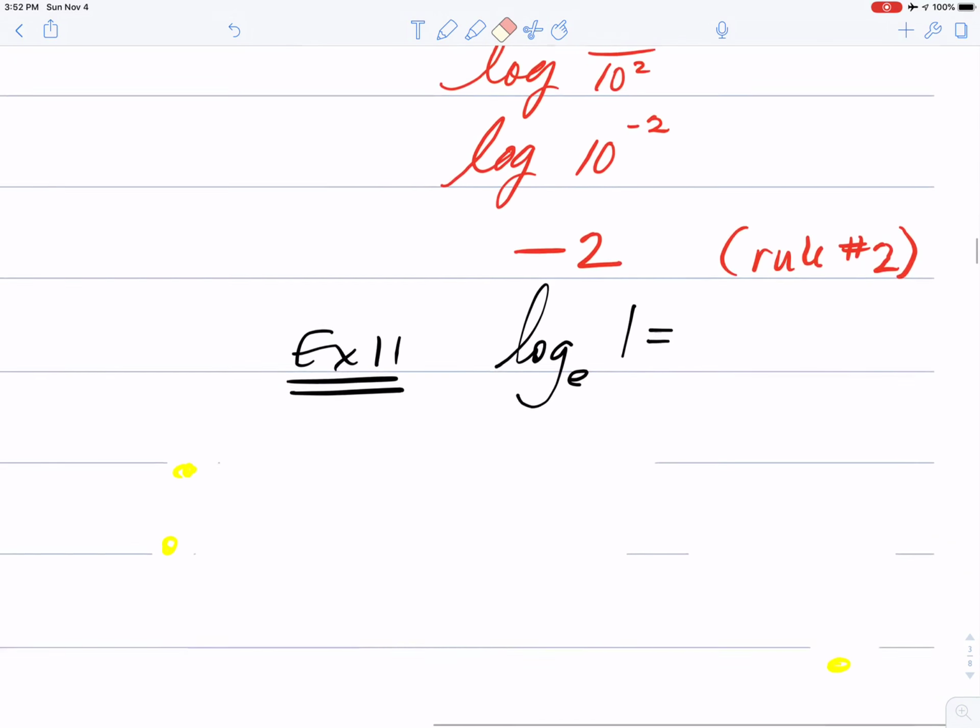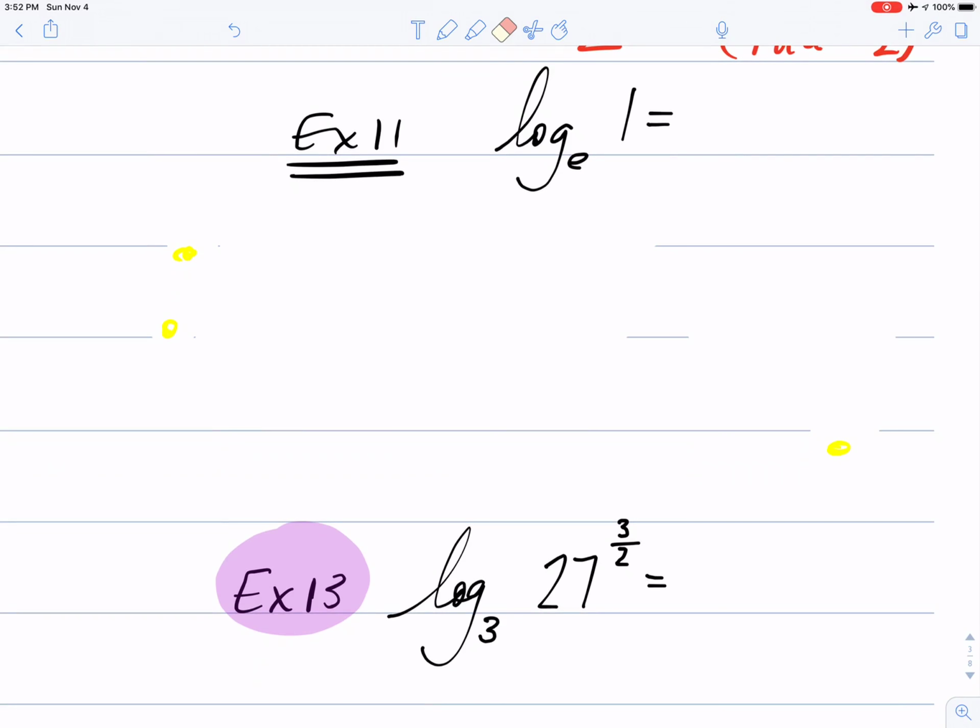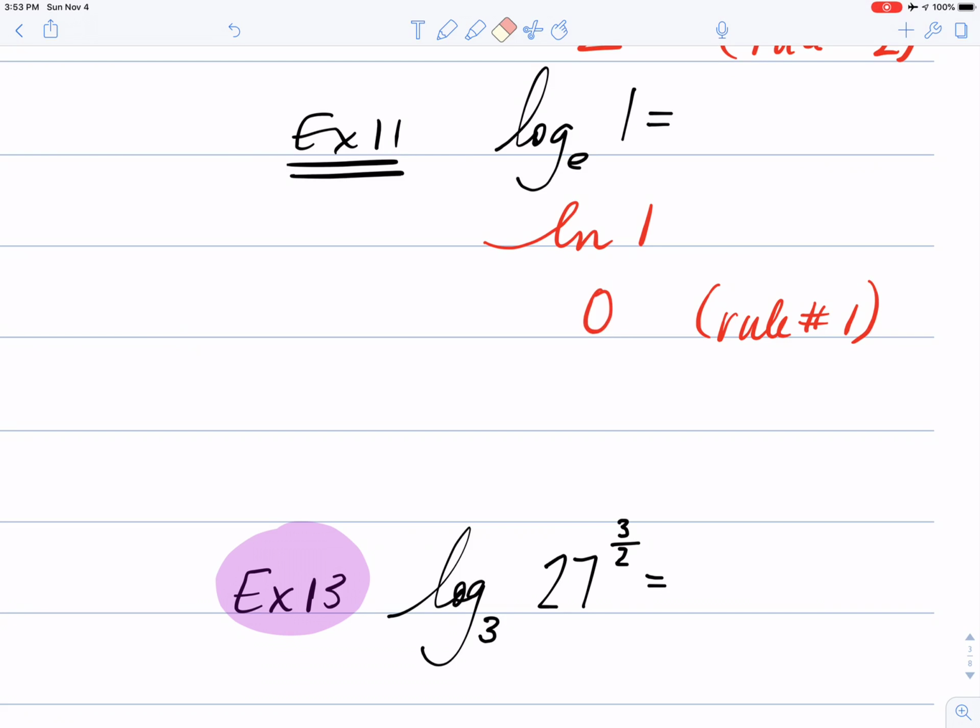Now let's look at example number 11 in the same way. Once again, I don't like how it's written. We should not be writing log base e. We should be writing the natural log correctly. So the first thing I want to do is simply write it correctly. The natural log of 1. You remember in our rules, rule number 1 said that any log of 1 is what? Right, it's 0. So this is going to be 0 because any log of 1, whether it's a log base e or any other log base, is going to equal 0.